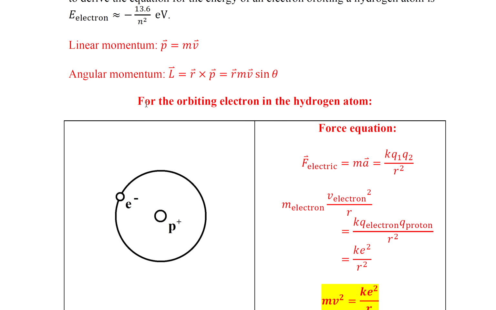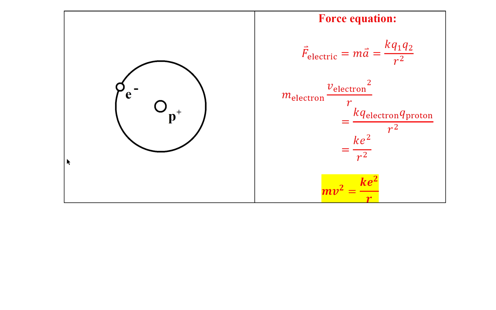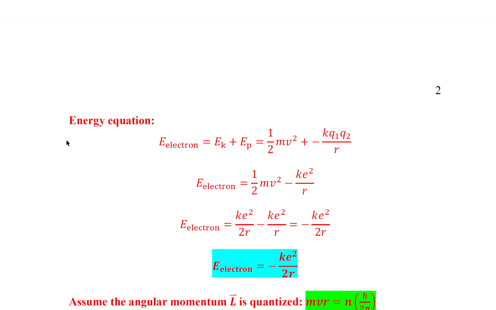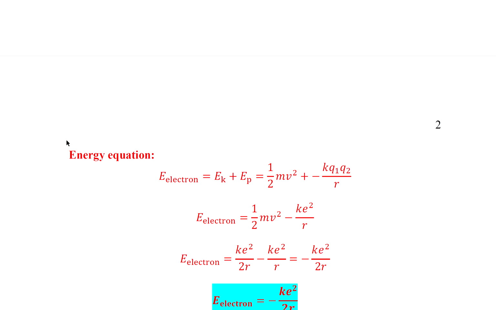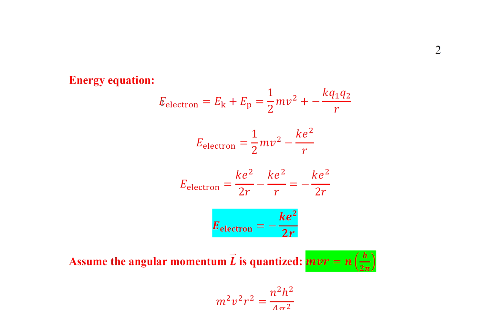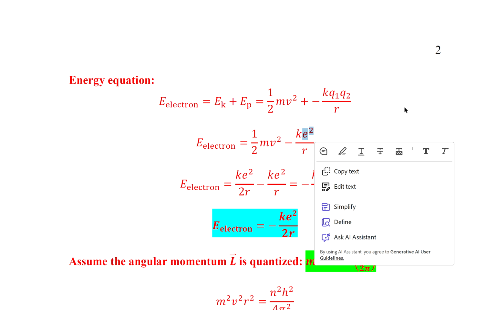Remember, this whole time we're talking about an electron in a hydrogen atom. So we just used the force equation, Newton's second law. Now let's look at the energy equation. The energy of the electron is its kinetic energy plus potential energy. So its kinetic energy is 1/2 mv squared. Its potential energy is minus k q1 q2 over r. q1 q2 simplifies to e squared.